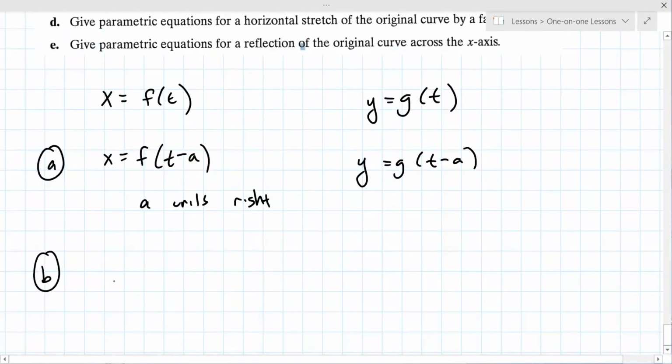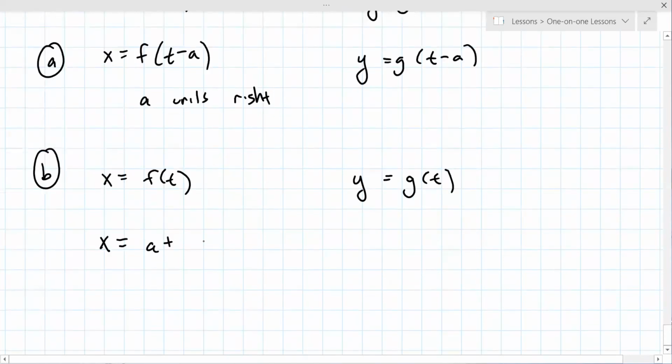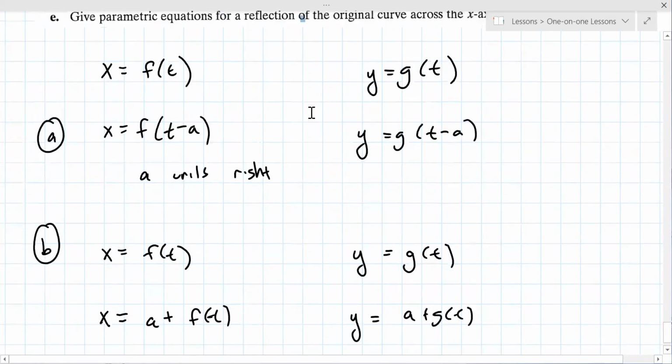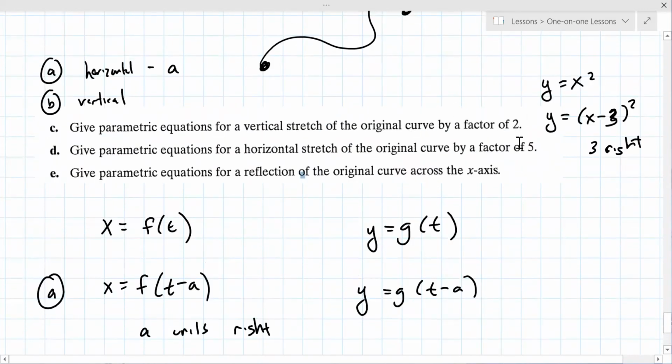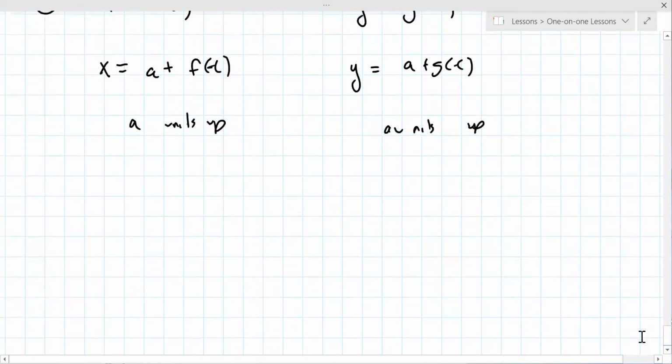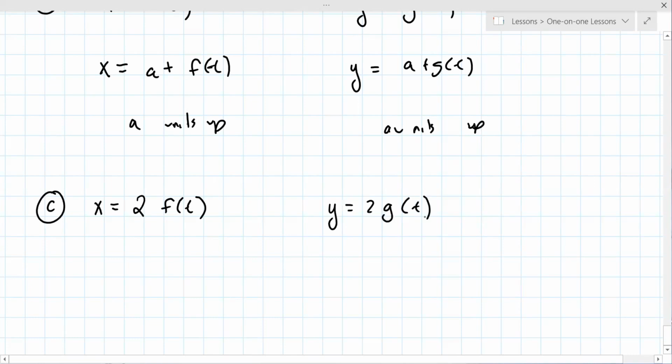For a vertical shift, it goes outside the function f of t, y equals g of t. So it's x equals a plus f of t. That's a units up. And y would be a plus g of t. That's the same thing, a units up. Okay, so what would it look like now? A vertical stretch by a factor of 2. Do you know where that 2 goes? In front of the f of t. Same thing here, y equals 2 g of t.